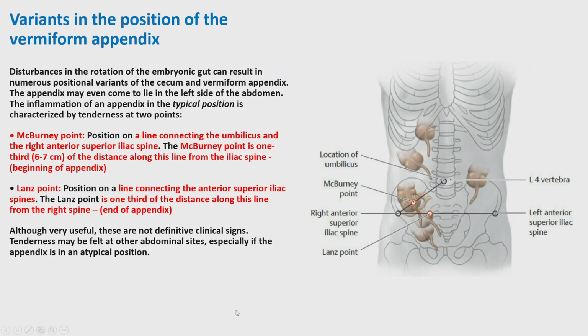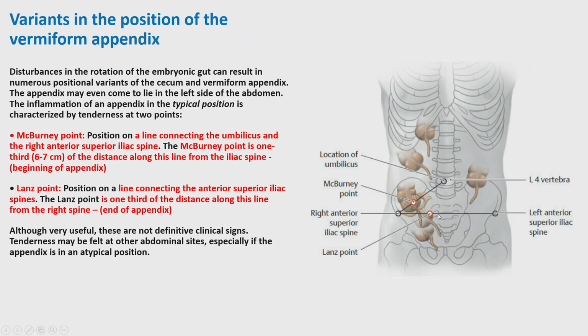Then definitely you know about McBurney's point and Lund's point. This is extremely important. I hope you had it in the appendix. McBurney's point is on the line connecting the right anterior superior iliac spine to the umbilicus, approximately 6 centimeters from the spine. It's the beginning of the appendix in this region.